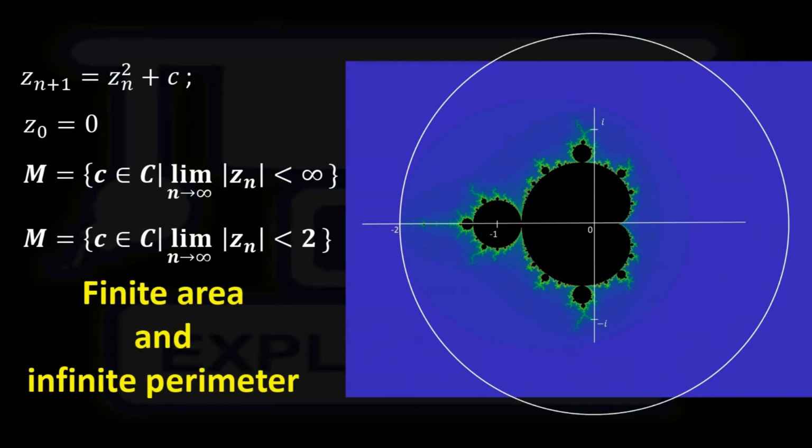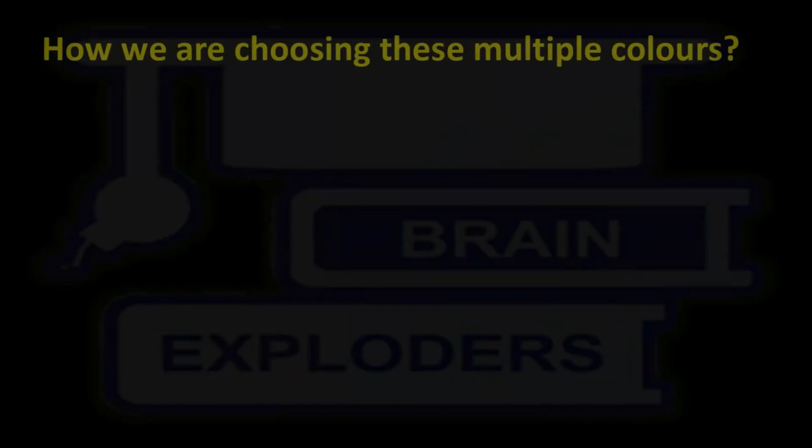Now, you must be thinking that either a point belongs or does not belong to this set, so there must be only two colors on the screen. But why are there multiple colors? This is because we are plotting some extra region along with the Mandelbrot set.